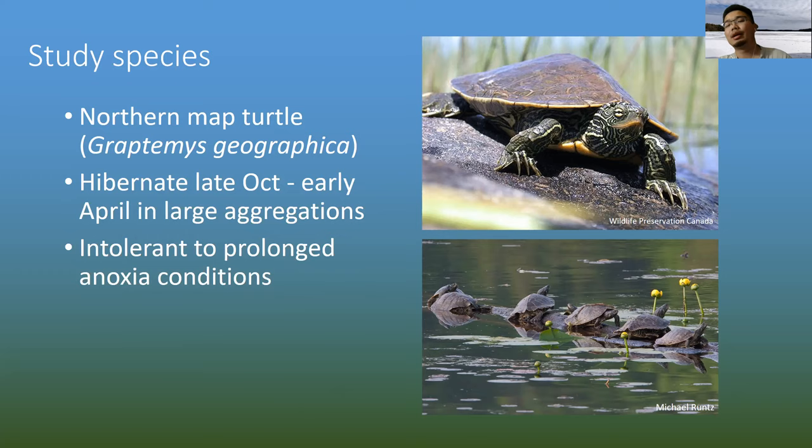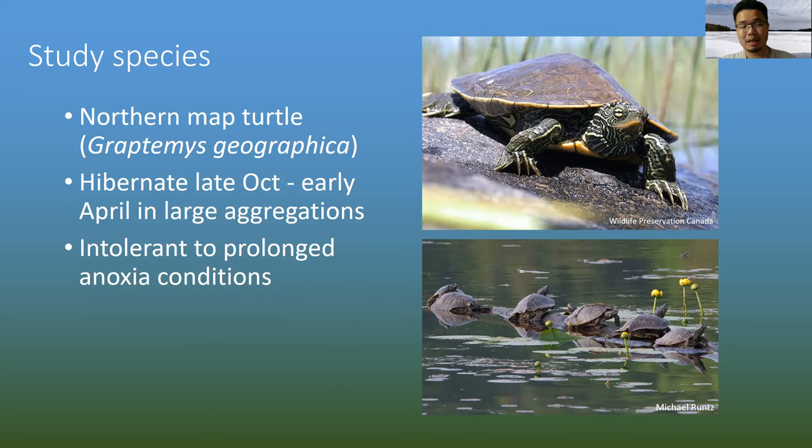So if you are an outdoor person, you go to a lake, you normally see the turtle basking on a rock or on a log. Here showing the picture of map turtles in the wintertime. So they hibernate late October to early April, so about 5 months of the year will be hibernating, so half of the life hibernating. And also they are known to hibernate in large groups, what we call communal hibernation.